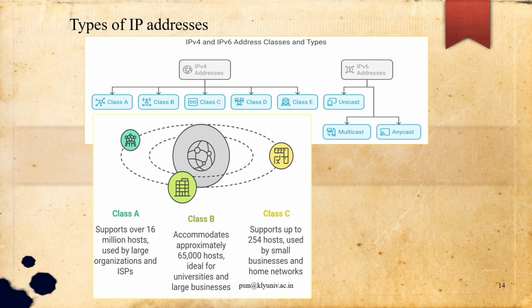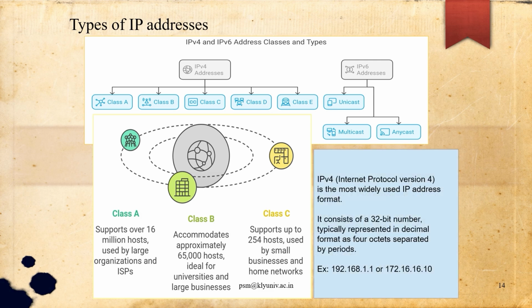In class C, we can handle only 254 hosts. In class B, we can handle 254 into 254, around 65,000 hosts. And in class A, we can handle 16 million hosts. This is actually the category of IPv4, version 4, which is basically a 32-bit address. An IPv4 address is a combination of 32 bits, either 1 or 0. But that is very difficult to remember.